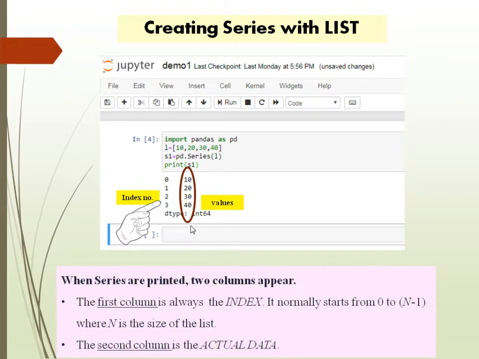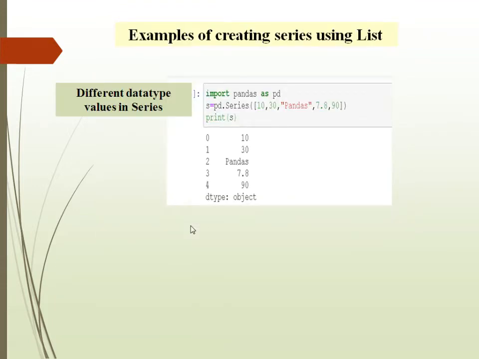Next is a very important thing. When a series is printed, two columns always appear. As I told you, the first one is the index. It normally starts from 0 and ends at n minus 1. And the second column is the values, which is known as data, the actual data which you entered in the list in your example. Clear?